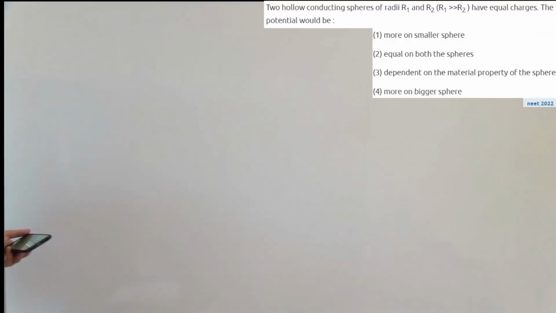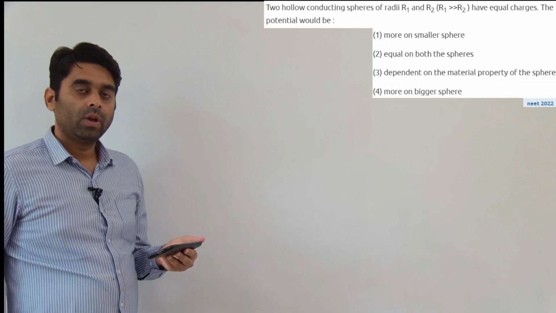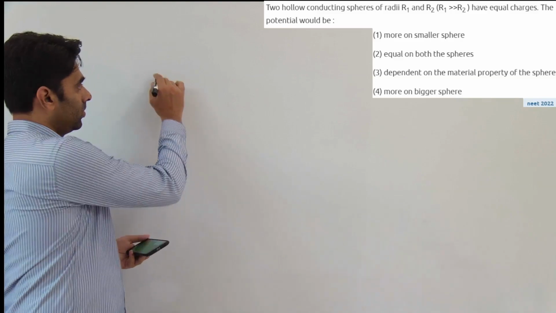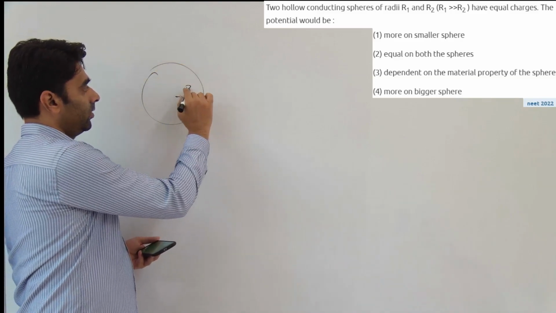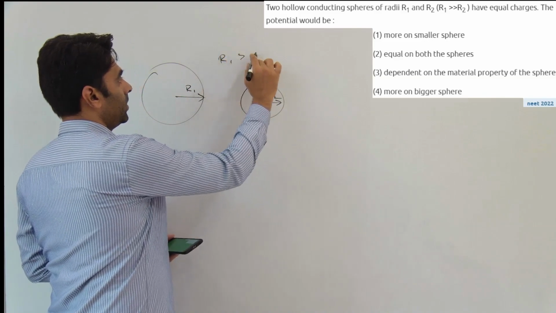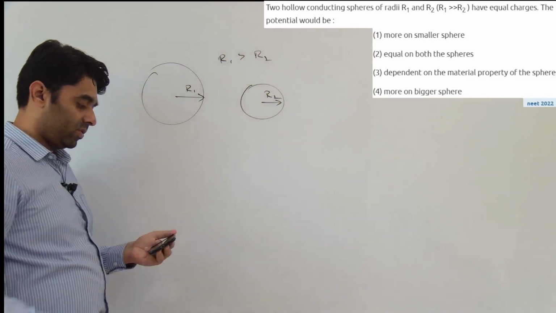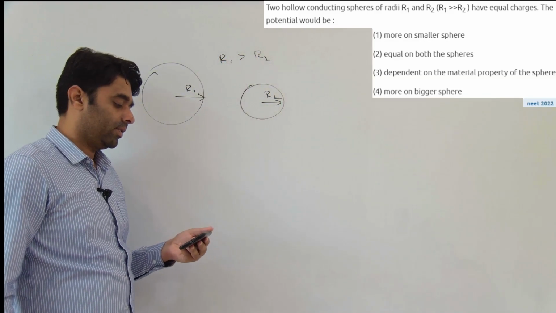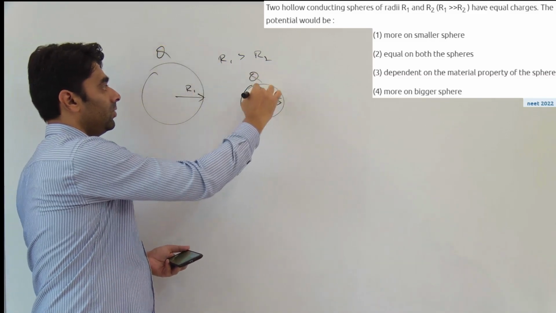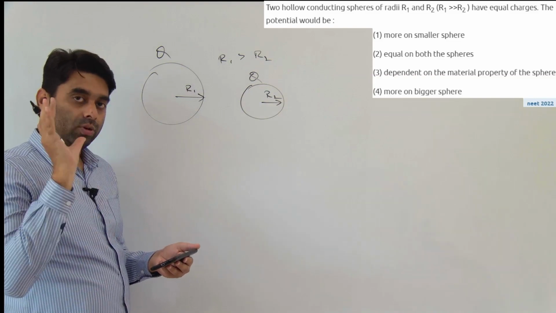A third question. Let's see. It says two hollow conducting spheres of radii r1 and r2. This one is radius r1, this one is radius r2. R1 is given to us as more than r2, so r1 is larger compared to r2. They have equal charges. This also has charge q, so the total charge is q.